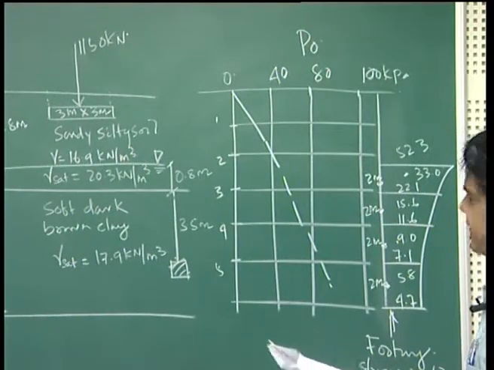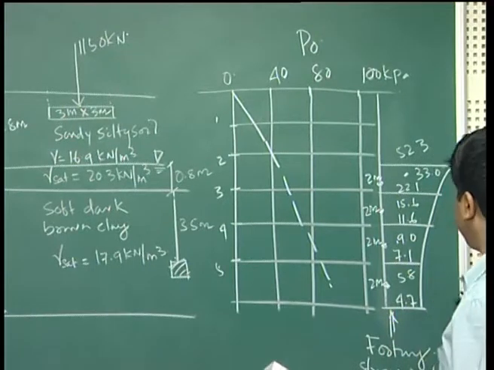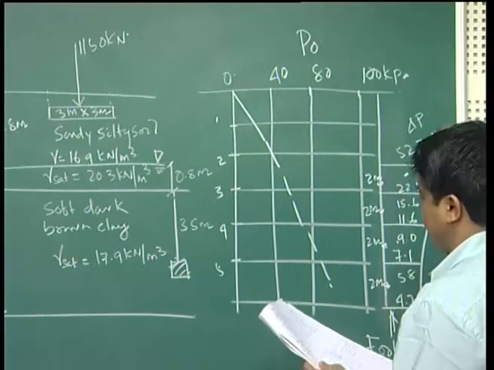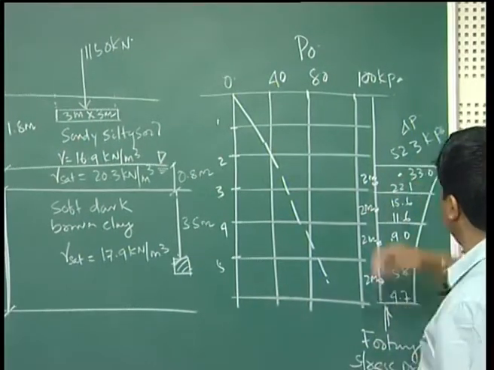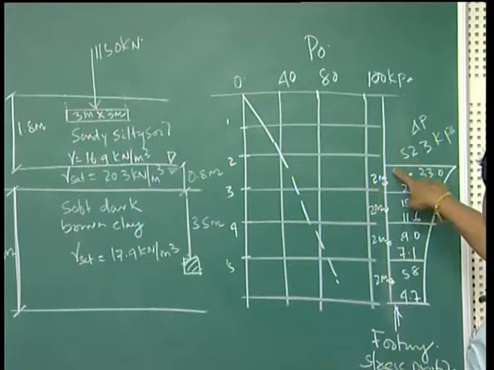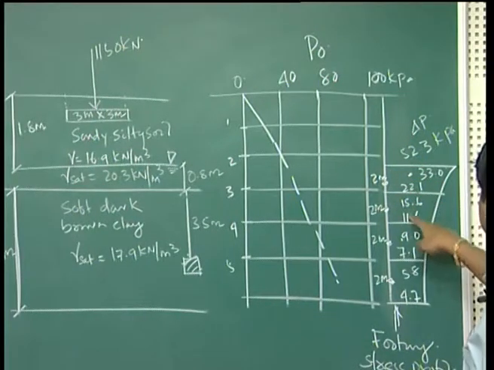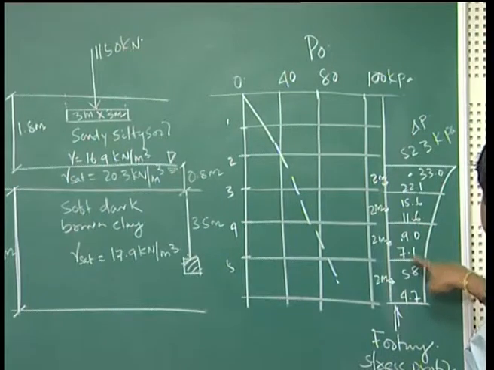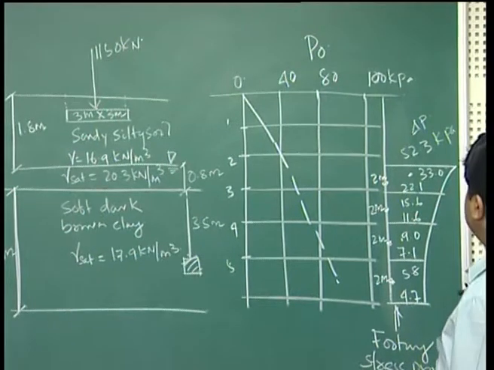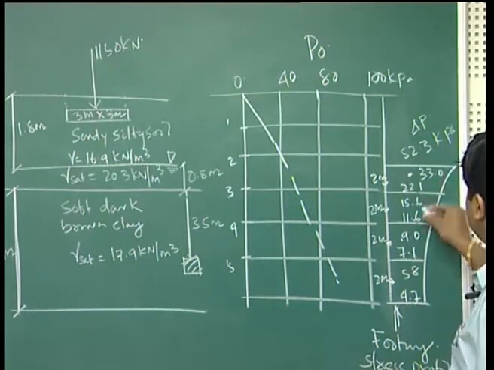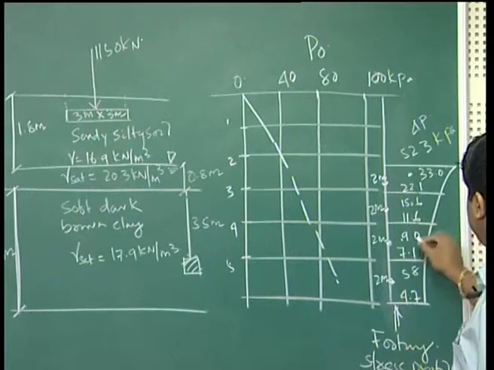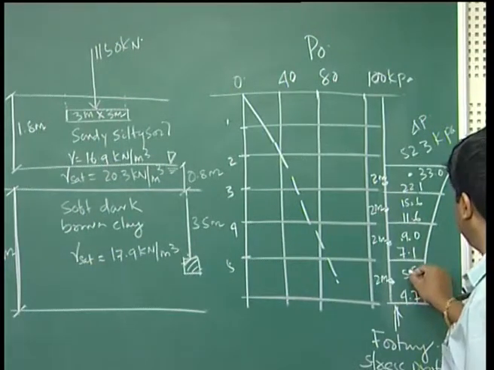Then this is your footing stress profile below the footing, it is called delta P and this is in kPa. Every 2 meter interval it is given. So, at the surface it is 52.3, below 2 meter it is 22.1, then 11.6, then 7.1, then 4.7. At the middle this stress has been also given: 33.0, 15.6, 9.0, 5.8.